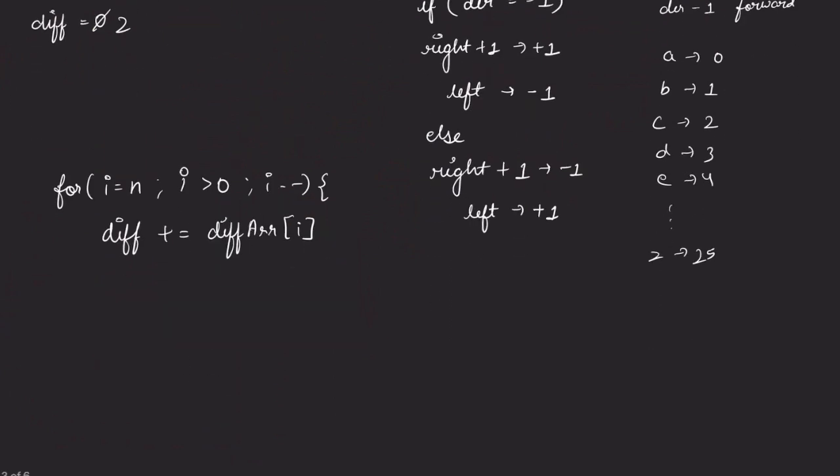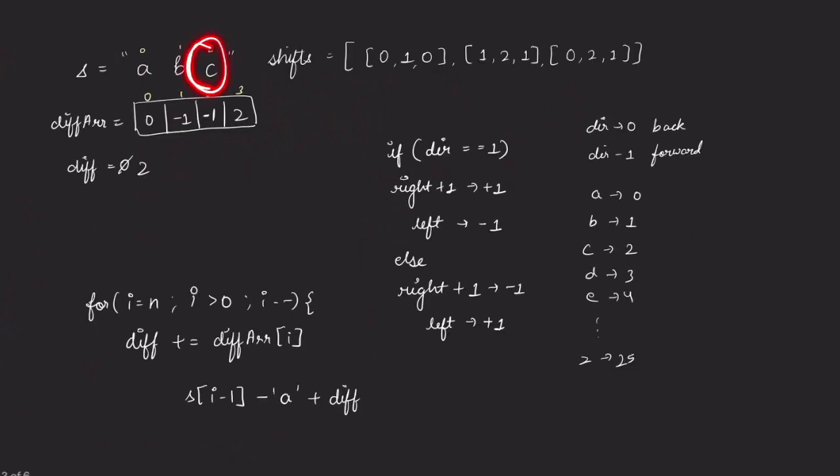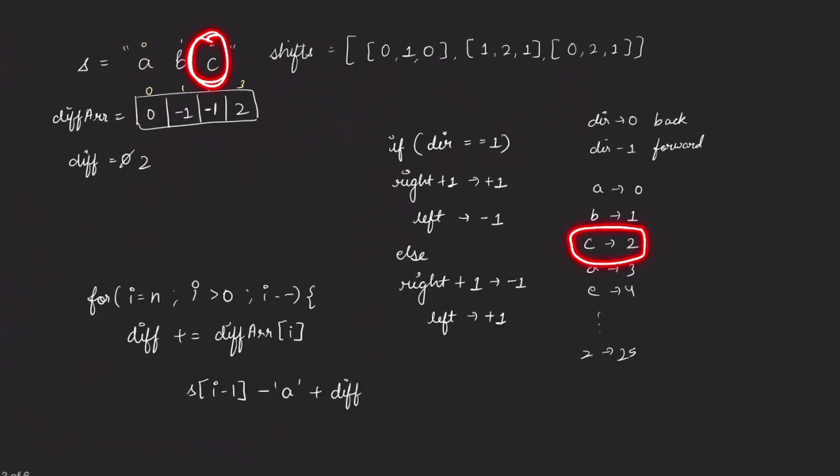So as I said, we will consider the I minus 1th index. In this, first we will subtract a. So this will convert it to a number, right? And then we will add the difference to it, right? So what will happen is, right now this is C, right? C is 2. So this will give us 2.